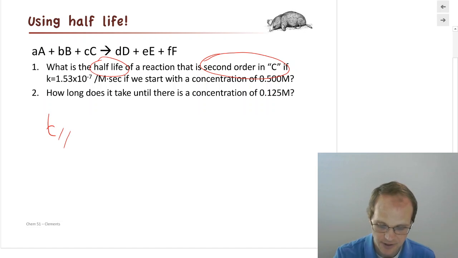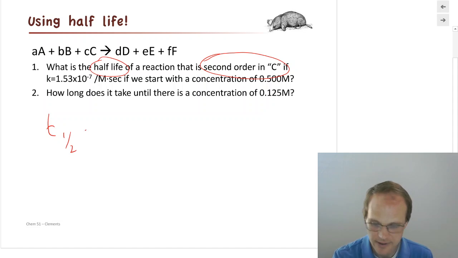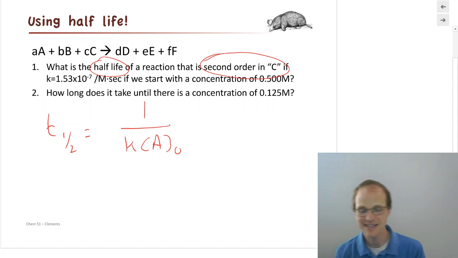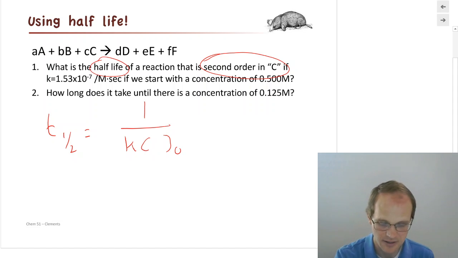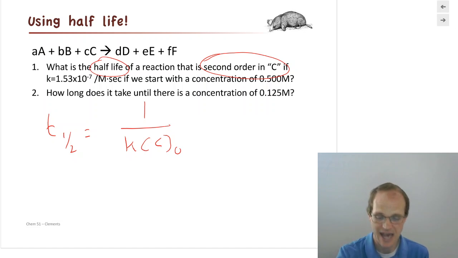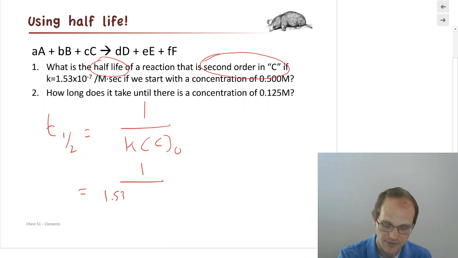T1/2 is equal to 1 over K times the concentration of A naught. In this case, our A is C, so I'm going to go ahead and cross that guy off and put a C there. So 1 over K times the concentration of C naught. Pretty simple since we already have a K. 1 over 1.53 times 10 to the minus 7th per molar second. And then we're going to multiply by our initial concentration of 0.500 molar.